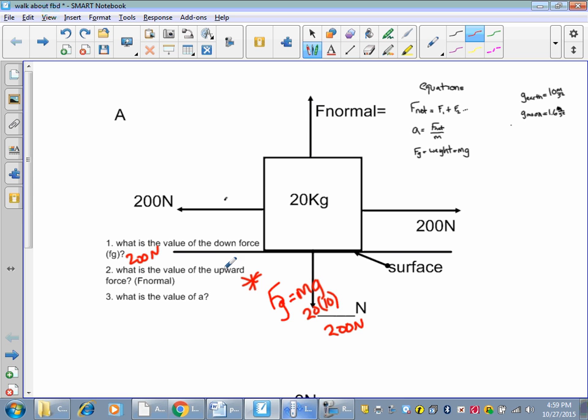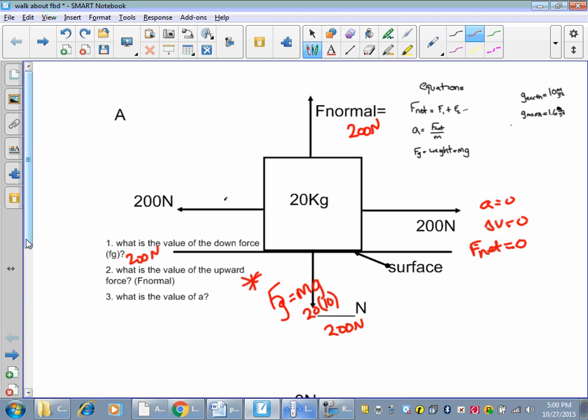What is the value of the upward force? Well, if I'm on a tabletop, if you look at something on a table, is it accelerating? There's no acceleration. The change in velocity is zero. And force net, if there's no acceleration, is zero, right? So the reason why this object doesn't accelerate downward is because the force normal balances out force gravitational. So you know this has to be 200 as well, 200 newtons.